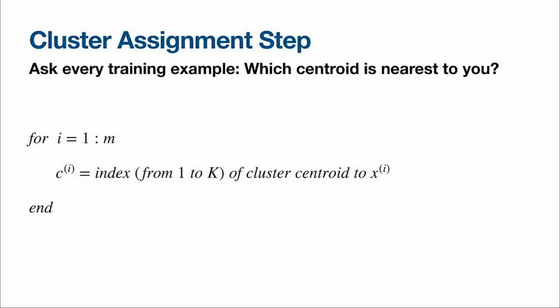Now we have to store it somewhere, and we store it in c. c is an array with the same length as the training set. For every training example, we store the cluster number in c. And this loop runs for all the training examples. So in a nutshell, for every training example, we are just assigning the cluster which is nearest to it. This is what we do in this loop, and this is the cluster assignment step.